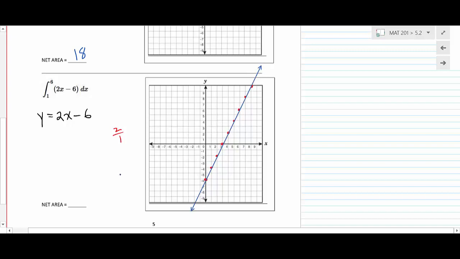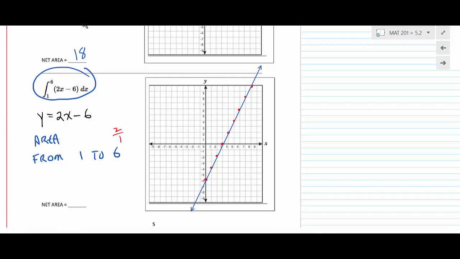Okay, now partially what we're doing in this problem is we're trying to understand the notation of that integral. So we're finding the area from where to where? 1 to 6, good. Okay, so 1 to 6, those are the limits of the integration. They're going to tell you that, okay?